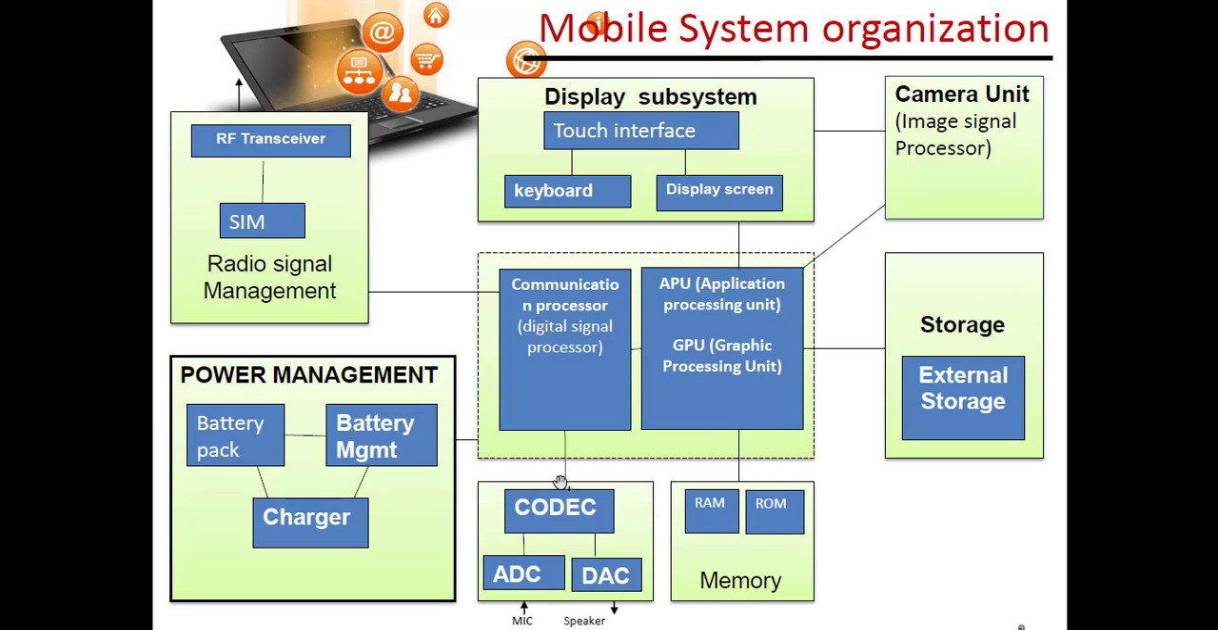Both these units are a part of the codec. So codec means coder decoder. So what it is doing, it is converting analog to digital and again digital to analog. That's why it is known as coder decoder, because it is coding our voice into digital form and then it is again decoding the digital form to our analog signals.